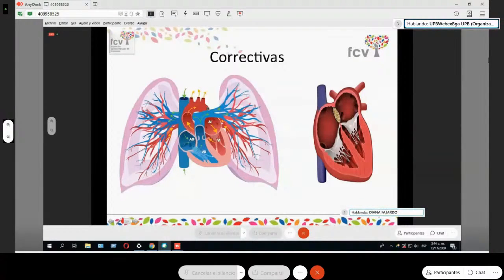It's a 2.5-year-old girl, and we close this hole in her heart with a little patch from her own tissue. Here we have another example.